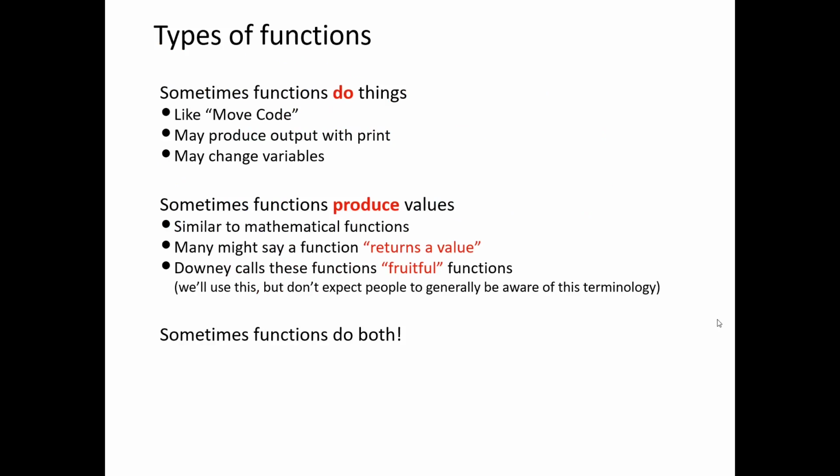So we'll have two different kinds of functions. Functions that do something, maybe they print something, they may change some variables, or they may produce a value, like a math function. We saw an example of that last time when we had the f of x. So we might say a math function computes something and returns a value. Downey calls these fruitful functions. He's the only person I've ever heard use that word. Everyone else just says that they return a value. So be aware of that if you use that outside of the context of this class. And there are even functions that do both of those.